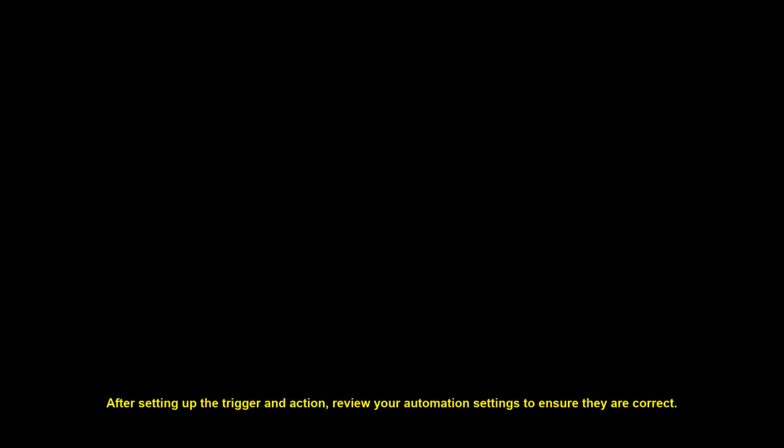After setting up the trigger and action, review your automation settings to ensure they are correct. Tap Save to finalize your automation. Your EV charging automation is now authorized and active. You can manage or edit this automation anytime by returning to the Automation section.